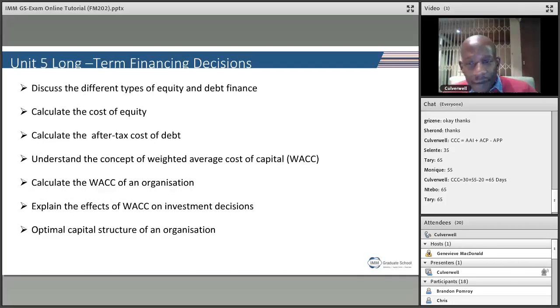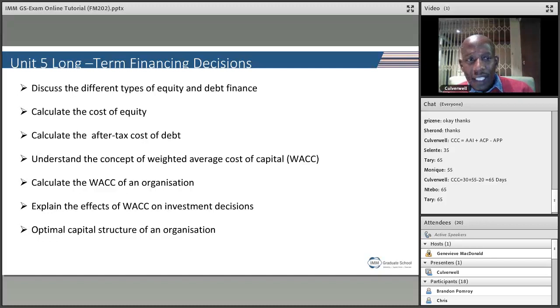On your learning unit 5, one needs to discuss the different types of equity and debt finance. A quick example of equity, you could be looking at ordinary shares and also preference shares. Debt finance could be long-term loans, your debentures and your bonds. You need to be able to calculate the cost of equity. Remember, like I said, equity is divided into two: ordinary share equity and also preference share equity. On your ordinary share, we have got three concepts there.